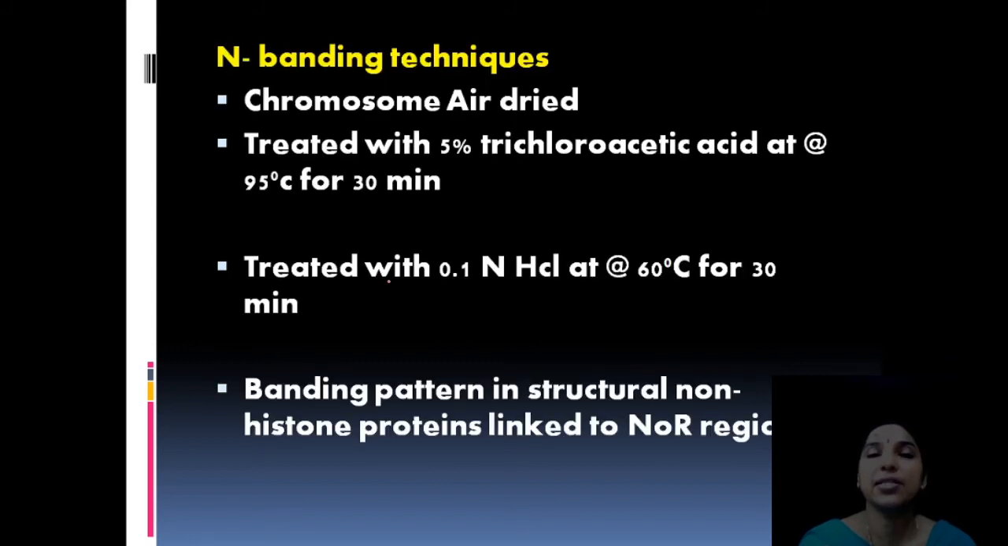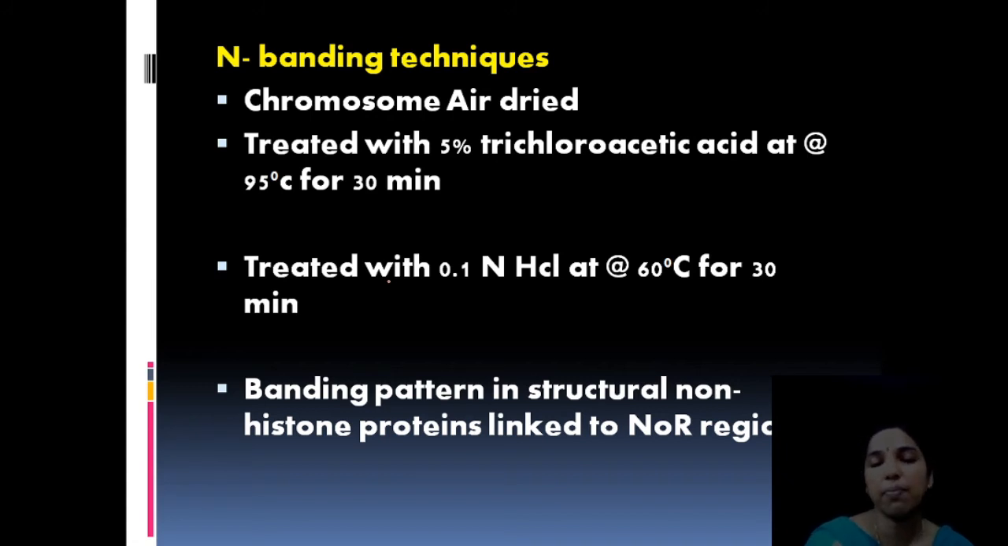Then N-banding, that is the nucleolar organizer region. First the chromosome is air dried, then 5% trichloroacetic acid is applied at 95 degrees for 30 minutes, and treated with HCl, 0.1 normal HCl, again at 60 degrees for 30 minutes. So, this is the pre-treatment. Then again you can apply the Giemsa stain.